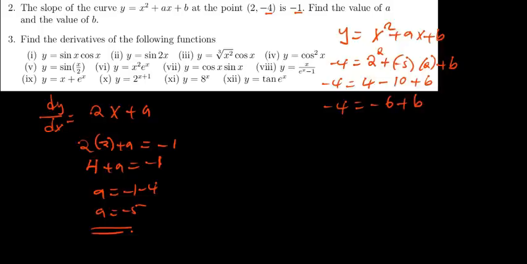Shift 6 to the other side, negative 4 plus 6 is equal to b. Then b is equal to positive 2. That's the basic idea behind that question. Okay. Now let's look at question 3.